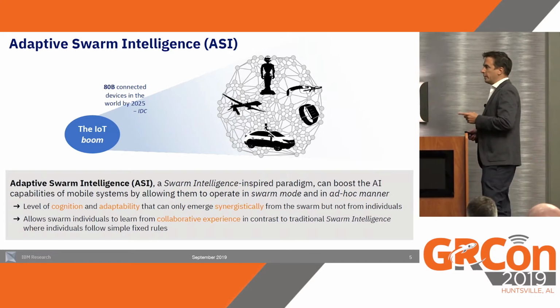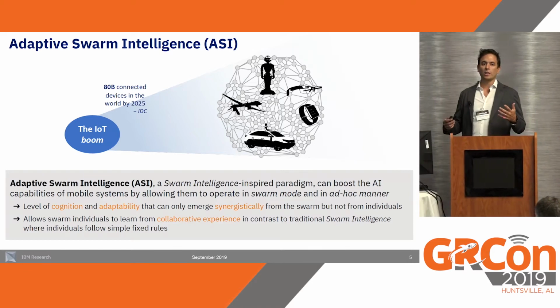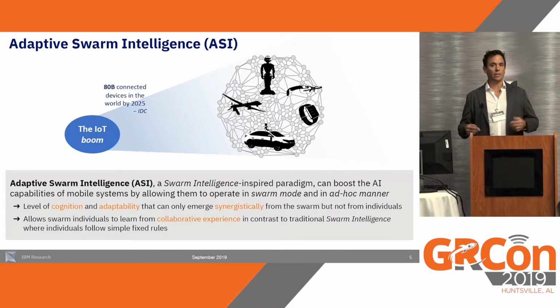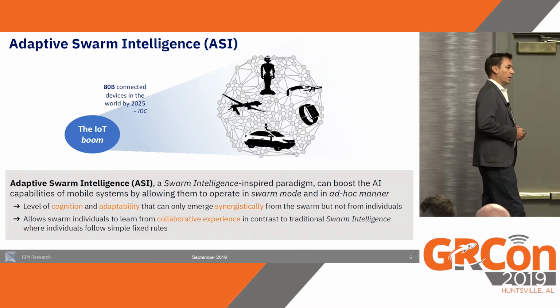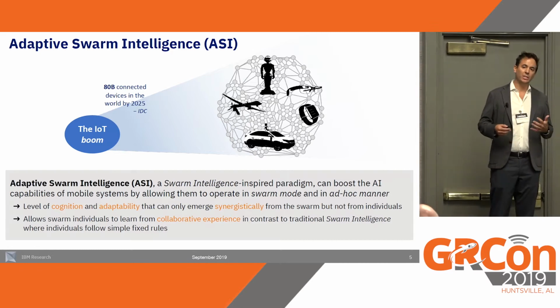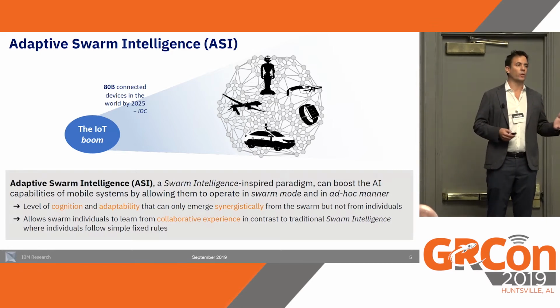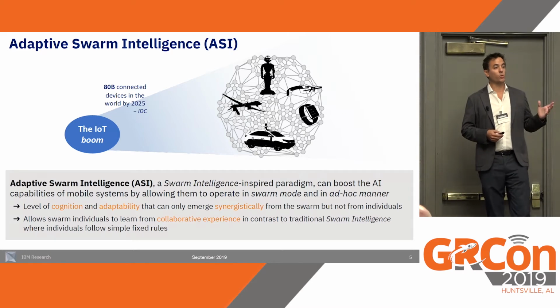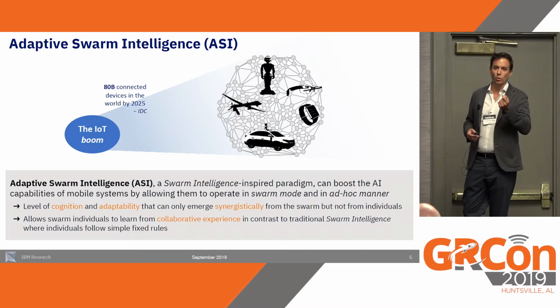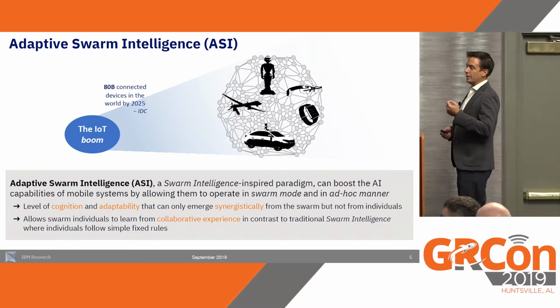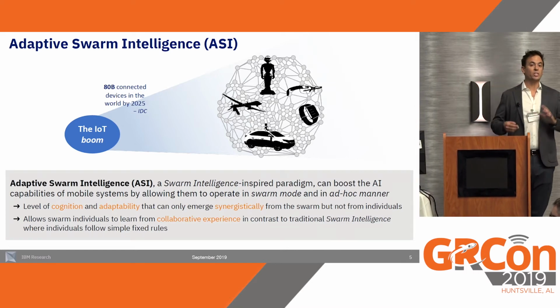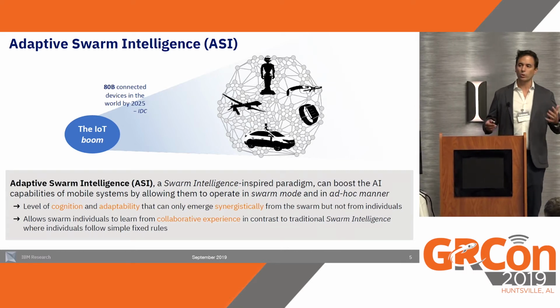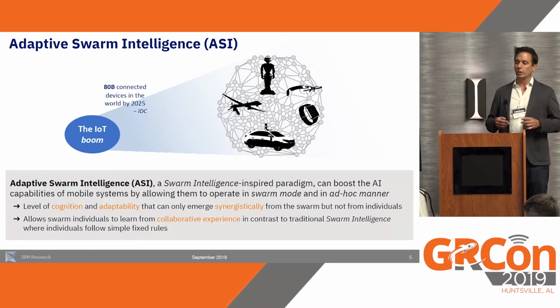We also believe that swarm intelligence can help devices to learn from each other, to exchange experience and knowledge, in order to learn over time. And this is probably one of the most important differences compared to traditional swarm intelligence, where devices basically follow simple fixed rules. So that is probably one of the novel parts of this adaptive swarm intelligence paradigm. So this is not just distributed computing. It's beyond that, right? We want these devices to learn from each other, to evolve over time.